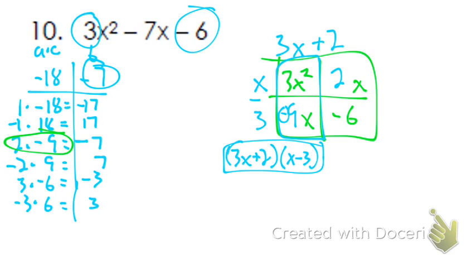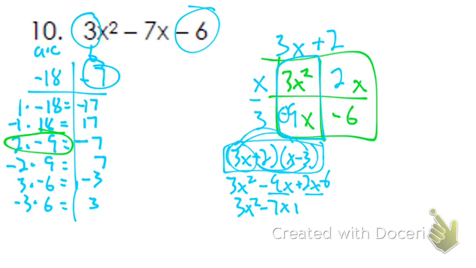Once again, you should always be able to redistribute this and get where you started. That would be negative 9x, this would be 2x, and then this would be negative 6. When we combine our like terms in the middle, we get 3x squared minus 7x minus 6, which is exactly what we started with.